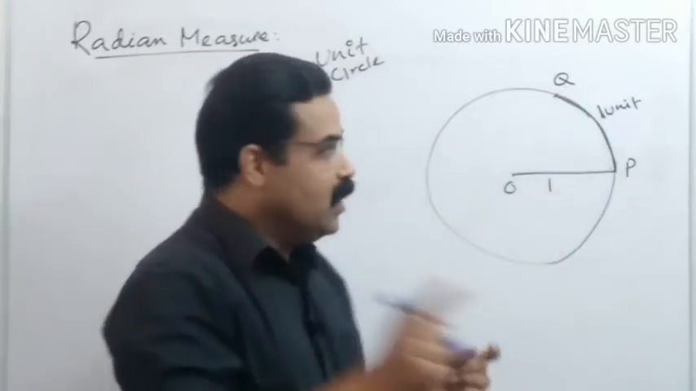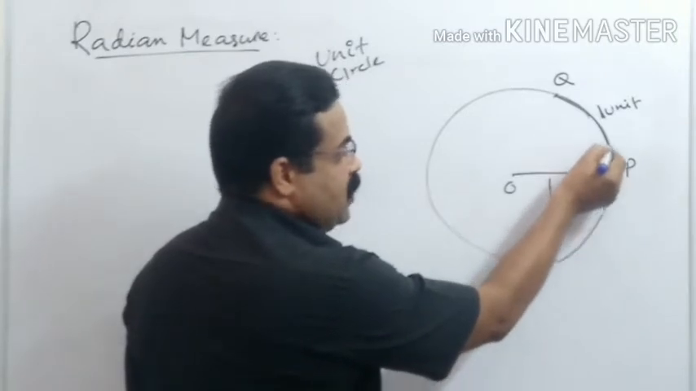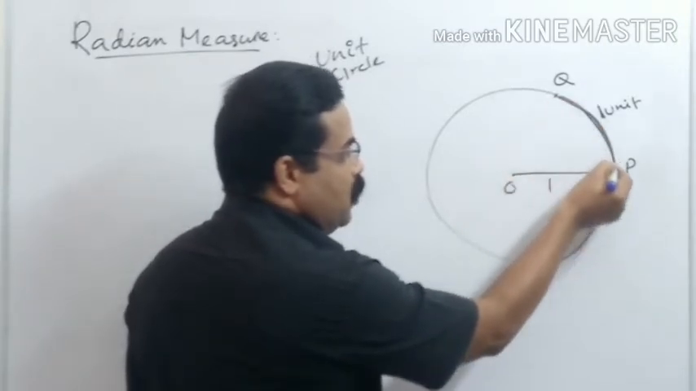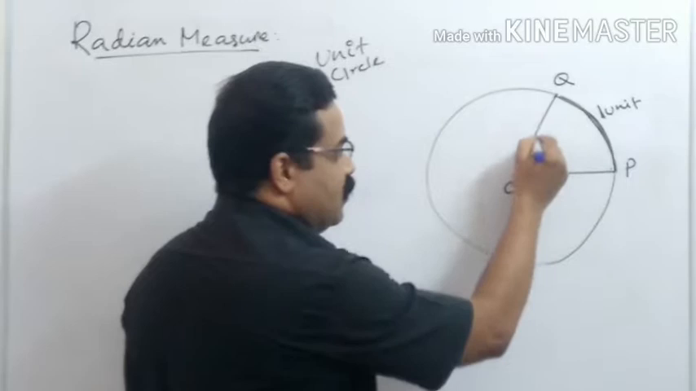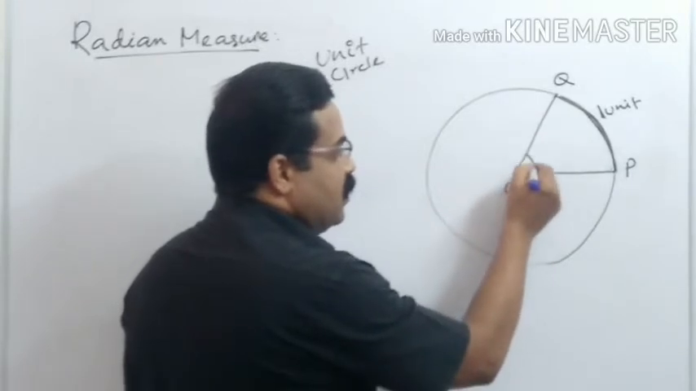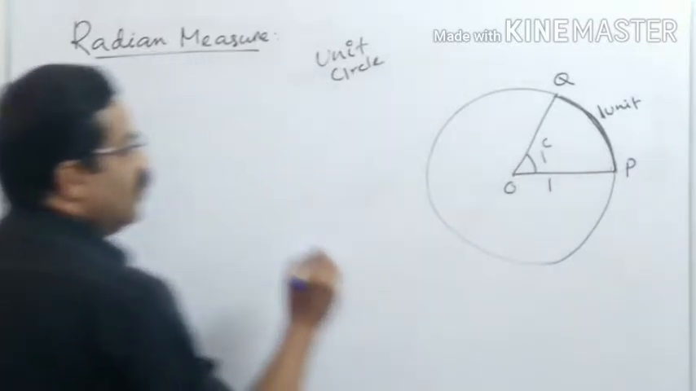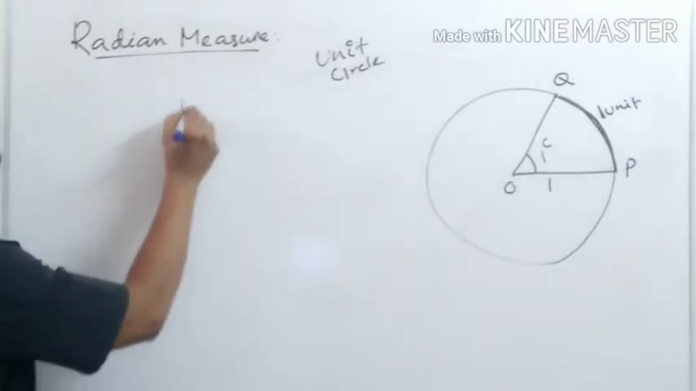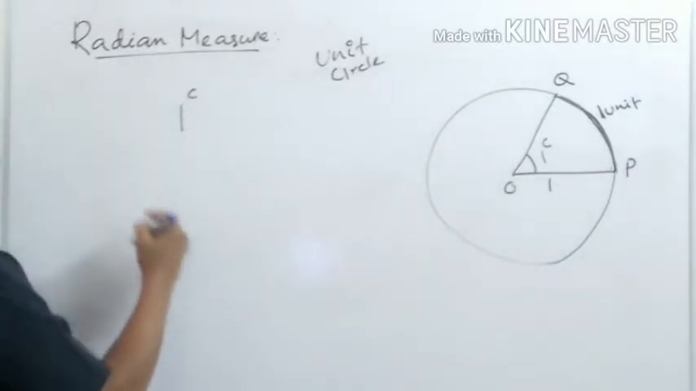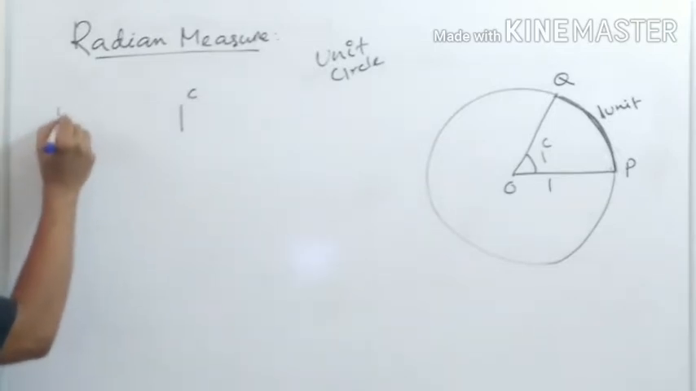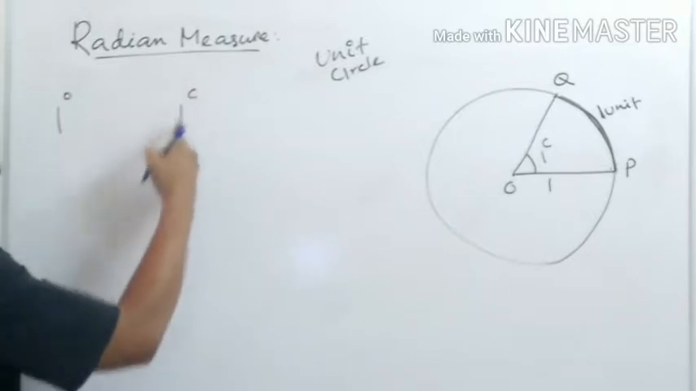This arc PQ will subtend an angle at the center. This angle is called 1 radian. Radian is denoted like this, students, 1 radian, with a small c. Degree is denoted like what? 1 with a small 0, 1 degree. Radian is 1 and c, so 1 radian.